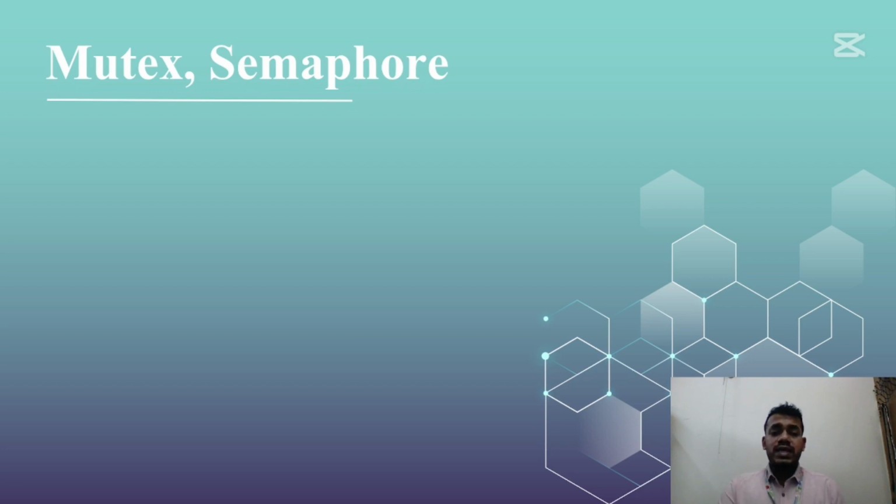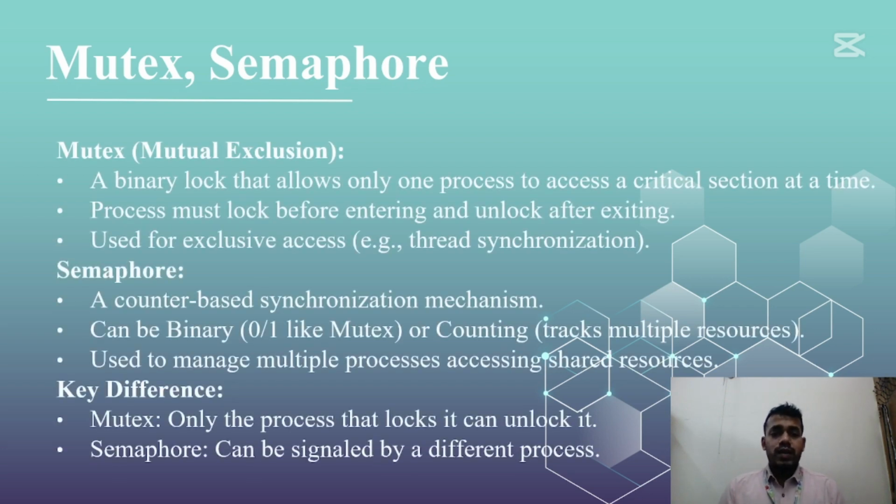Next, we have mutex and semaphore. What is mutex? Mutex is mutual exclusion, a binary lock that allows only one process to access a critical section at a time. A process must lock before entering and unlock after exiting. Used for exclusive access, such as thread synchronization.